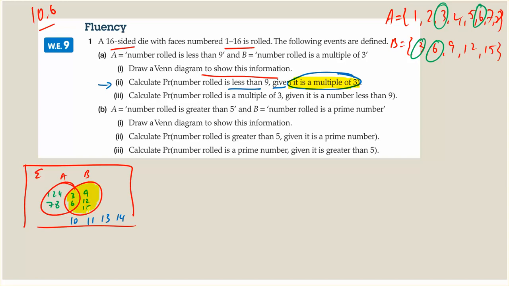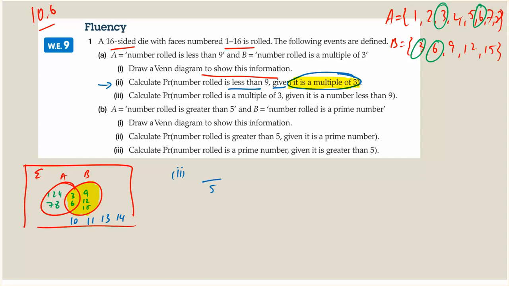Given B, part 2, given B, what is the probability that it's less than 9? So out of B, how many numbers do I have in B? 1, 2, 3, 4, 5. Out of 5, which is our new total now, we've got 2 numbers, 3 and 6, which are less than 9, so you go 2 out of 5.